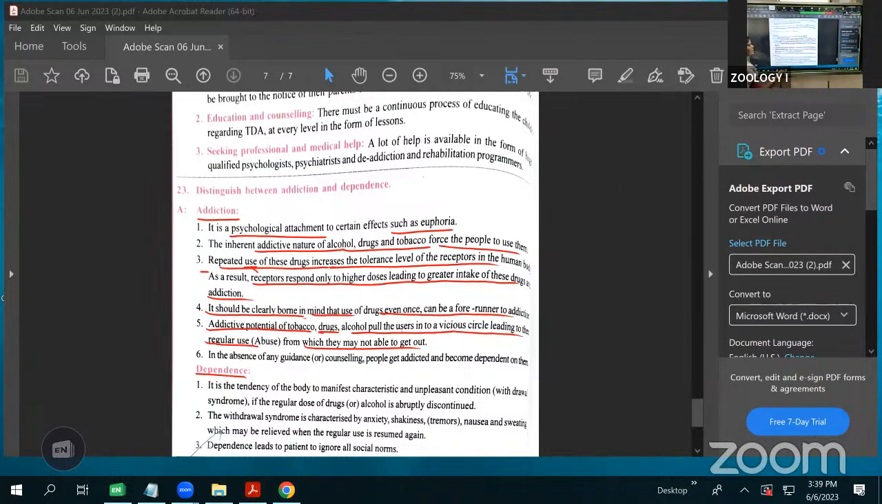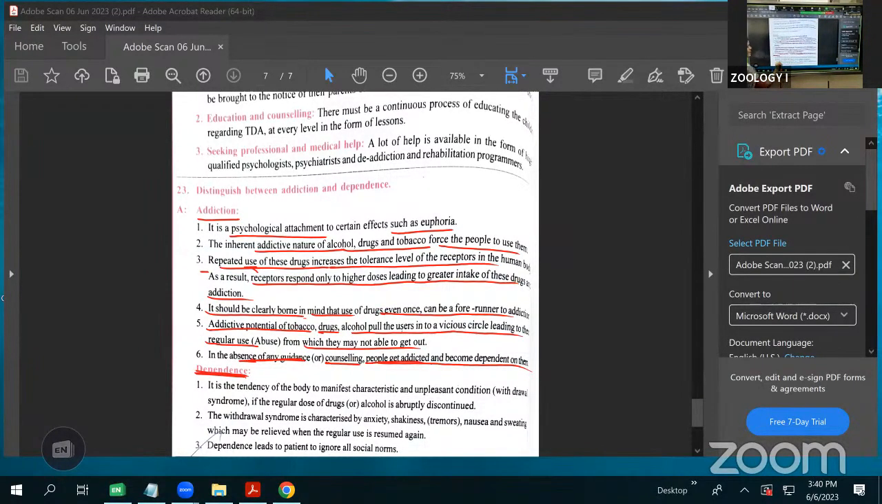Clear? Next is the absence of any guidance or counseling. People get addicted and become dependent. Clear? They are not taking the guidance or counseling, and the people get addicted to the dependence. Addiction is transformed into dependence. If they are not taking guidance and counseling from others, that time it leads to dependence. Clear? What is dependence?